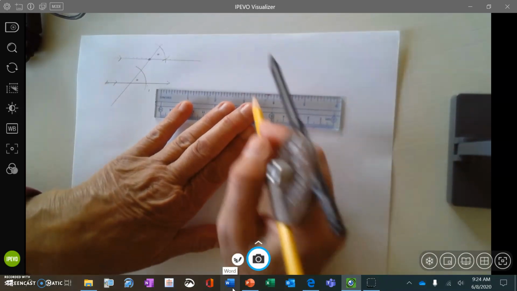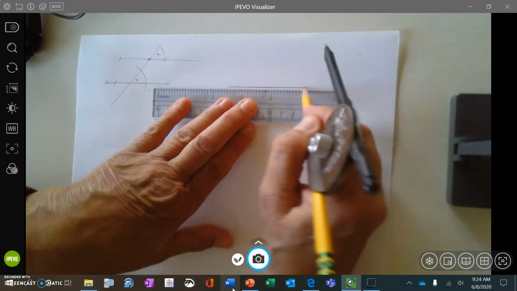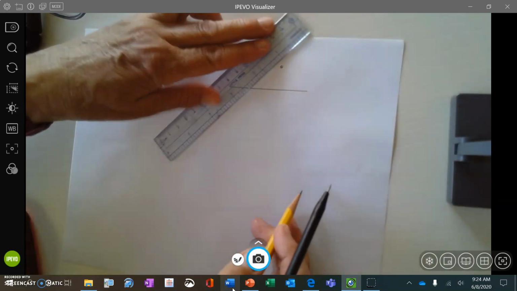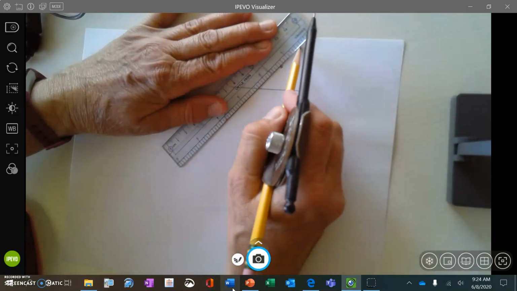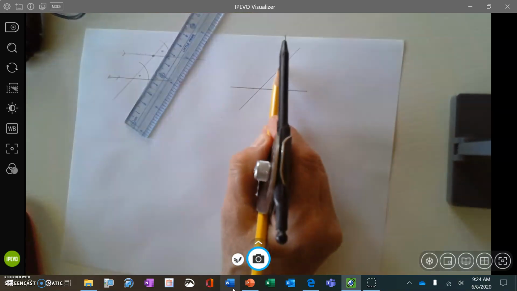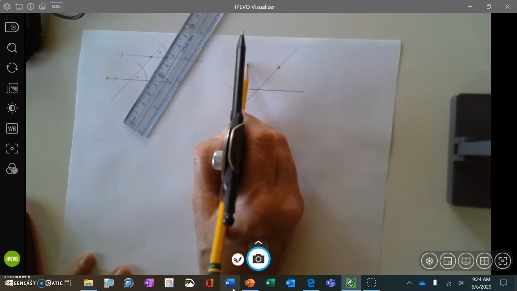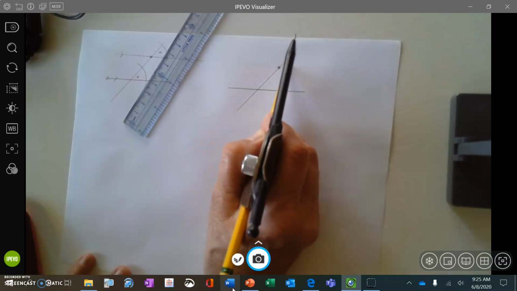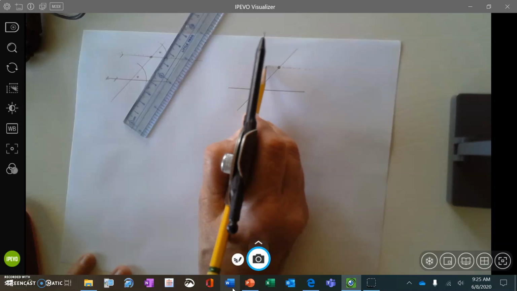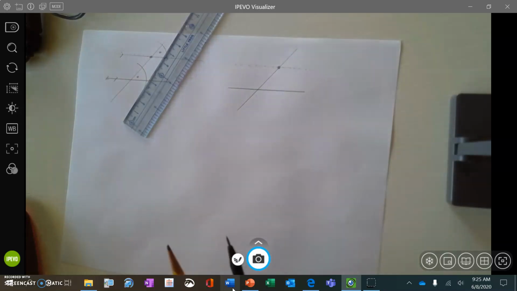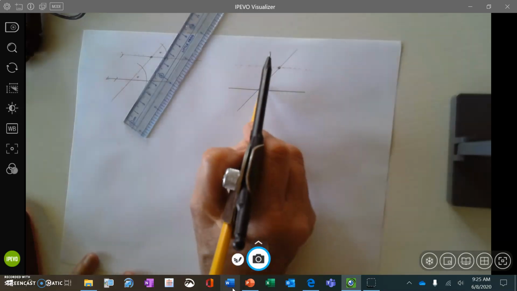Okay, what if I have this line here and this point P again? So I come through that point and this line, and I want to create a line through that point that is parallel to that first line. So it's going to look something like this, but I don't know exactly where it is, so I have to construct it. Okay, I'm going to use alternate interior angles.